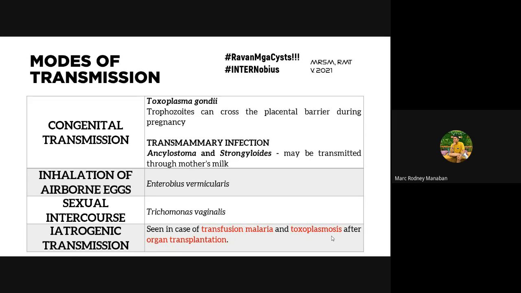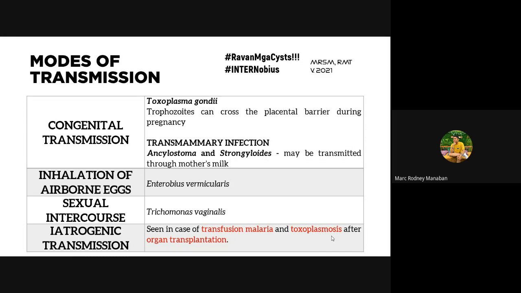cytomegalovirus. Very good. Okay, next mode of transmission is your inhalation of airborne eggs, and this is typically manifested by Enterobius vermicularis. Next, you have sexual intercourse. Of course, Trichomonas vaginalis, a sexually transmitted parasite. But there have been cases also of other parasites that can be transmitted sexually. Examples, the Entamoeba histolytica, usually through anal sex practices.